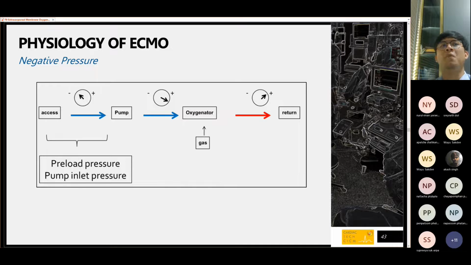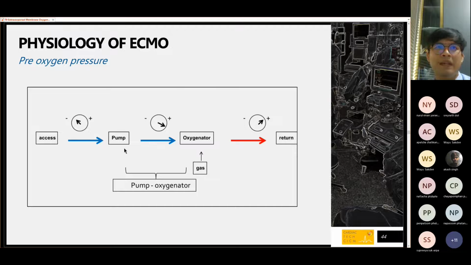Also, the flow can provide the pressure. There are 4 main pressures in the ECMO circuit. Firstly, is called preload pressure or pump inlet pressure. This is the pressure from the access cannula to the pump, before the pump. It is trained to be a negative pressure, like the pressure gauge cartoon that I show you here.